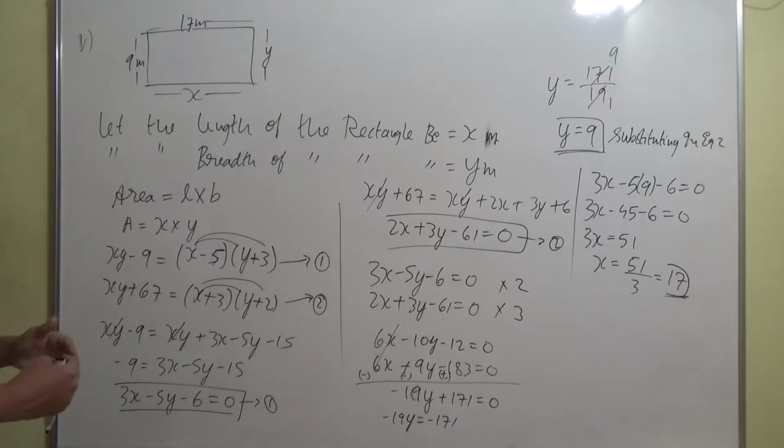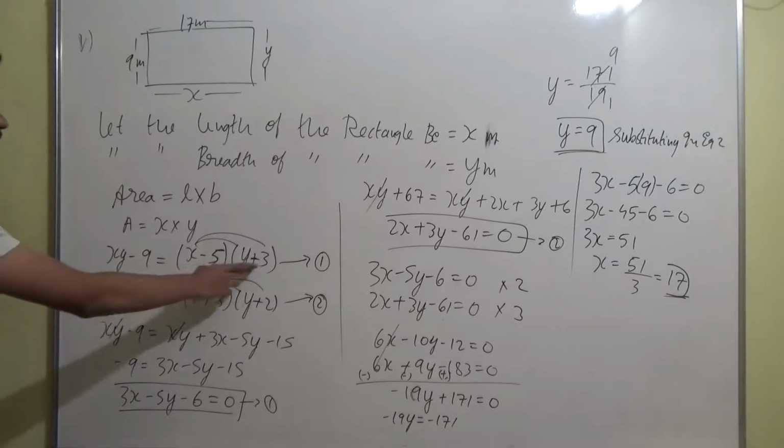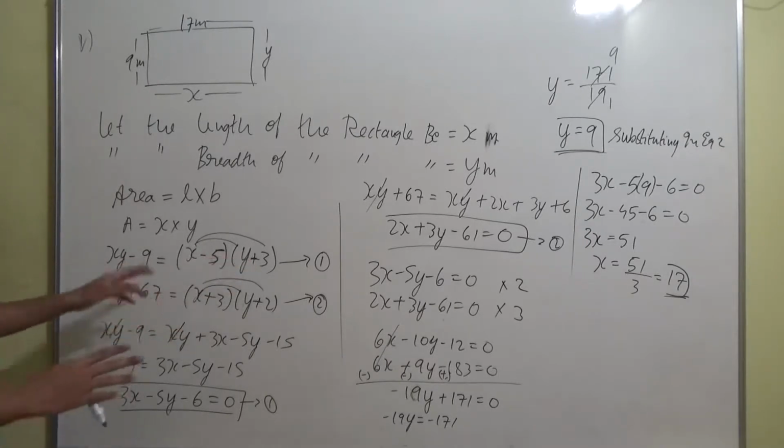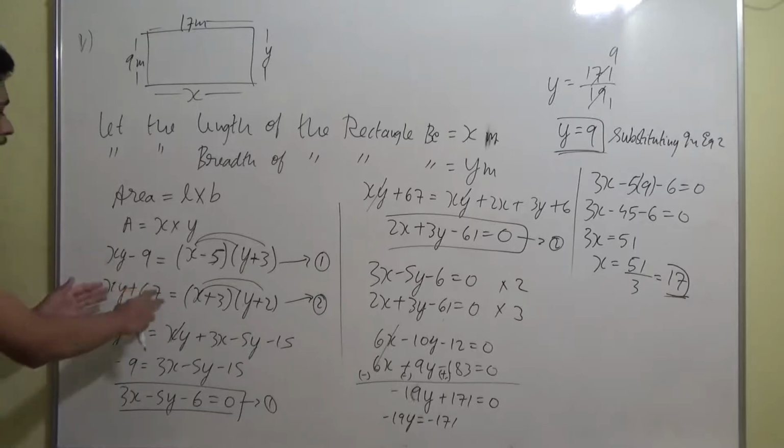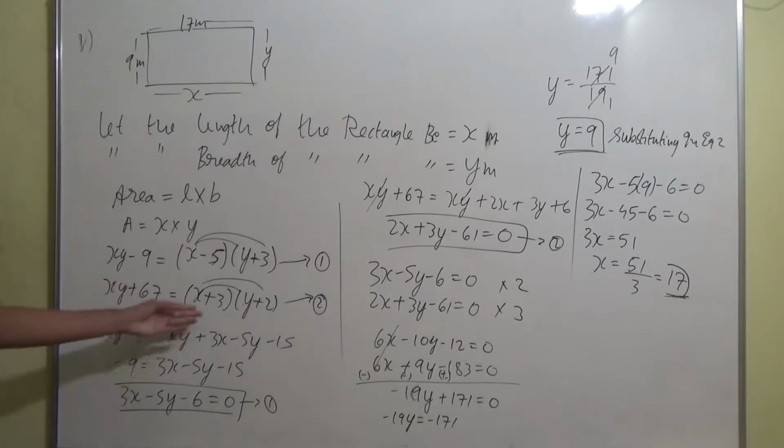And then they give the conditions that if the length is reduced by 5 and the breadth is increased by 3, then the area is going to be reduced by 9. So area is reduced by 9 when the length is decreased by 5 and breadth is increased by 3. That was the first thing which we did. And then second equation also we formed it as it is. That is when length is increased by 3 and breadth is increased by 3, they said that area will get increased by 67. So we formulated as it is.